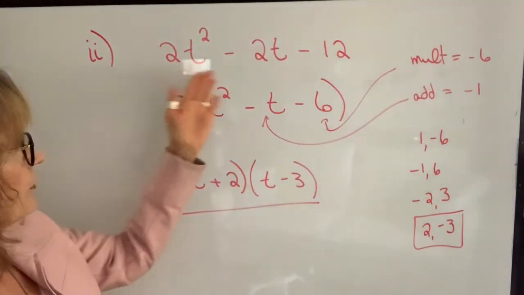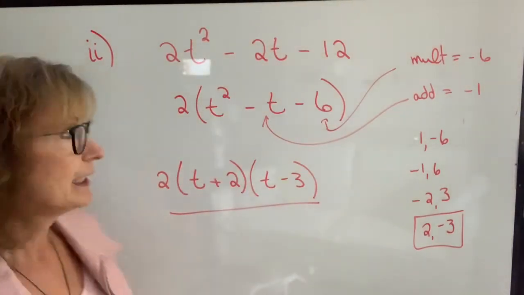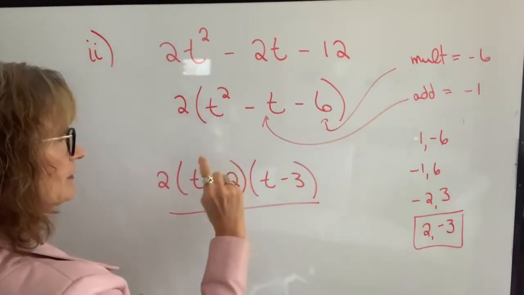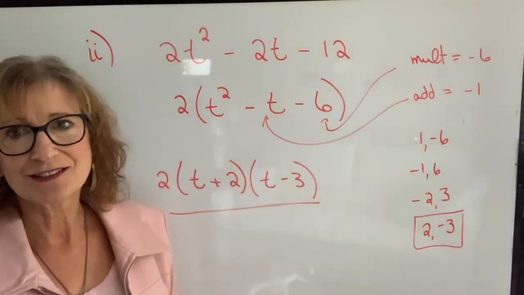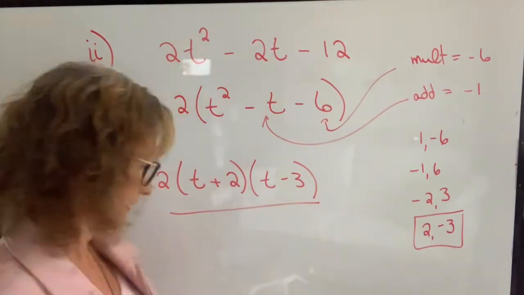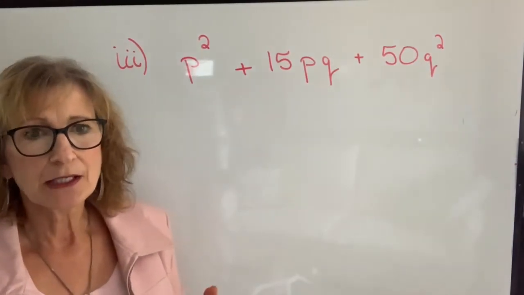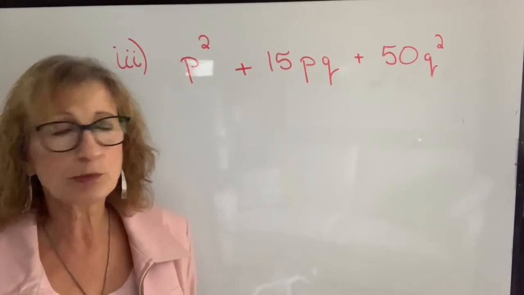So always factor out anything common first, whatever type of factoring you're doing. And then if you end up with a trinomial, a polynomial with 3 terms, and the leading coefficient is 1, you use this process. Let's take a look at a couple of other situations you may encounter. All right, in this example, you're going to see more than one letter, and you will often be asked to factor expressions that do have more than one variable in them.